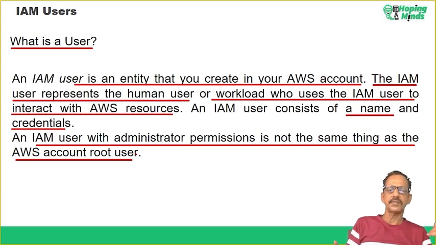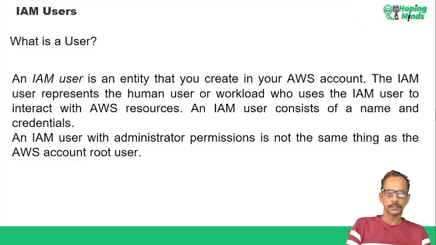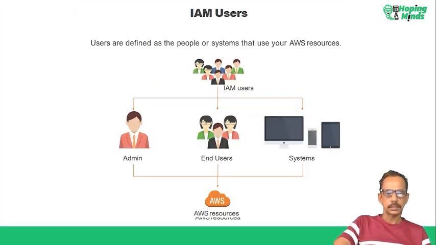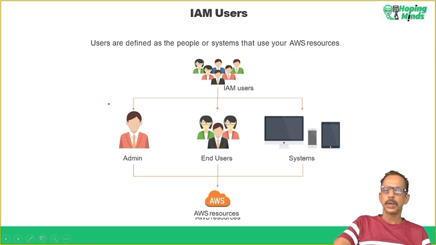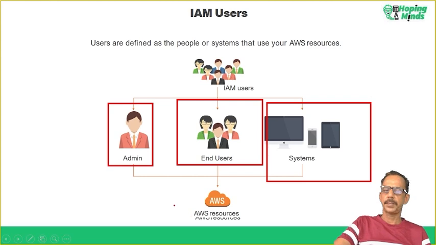So the root user has a superpower. The administrator has power, but the root user has a superpower. The root user still has control over the administrator. The root user can delete the administrator, but the administrator cannot disable the root user. Correct? An IAM user can be an admin to manage different resources, can be the end user, or can be the system for particular AWS resources.